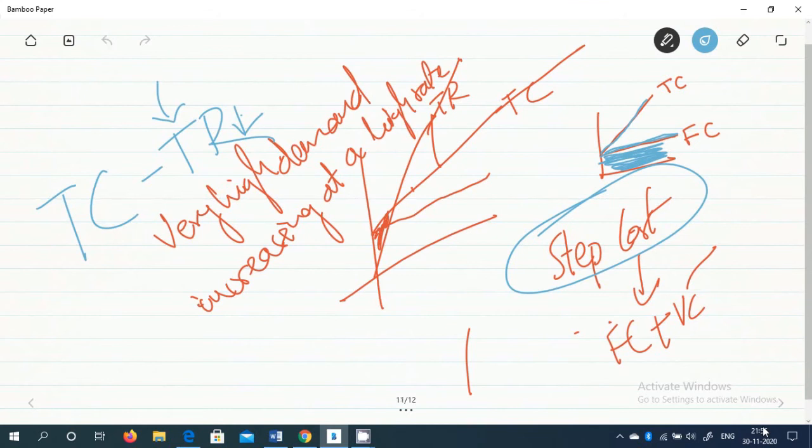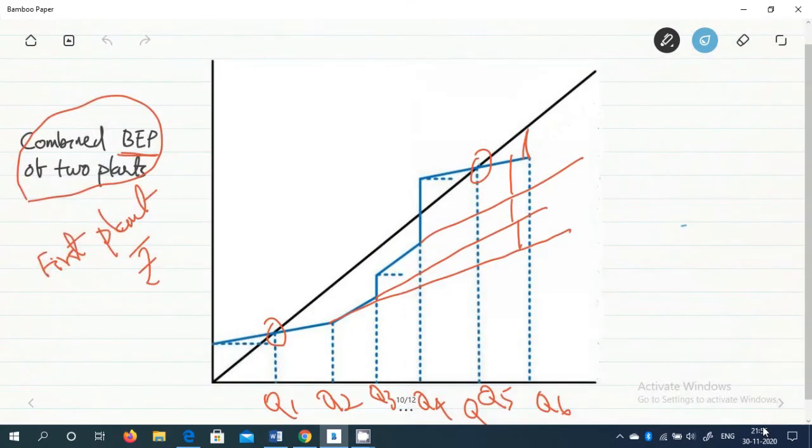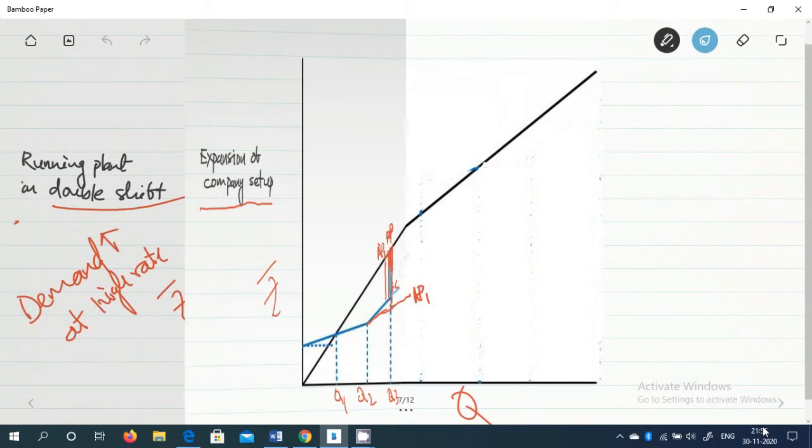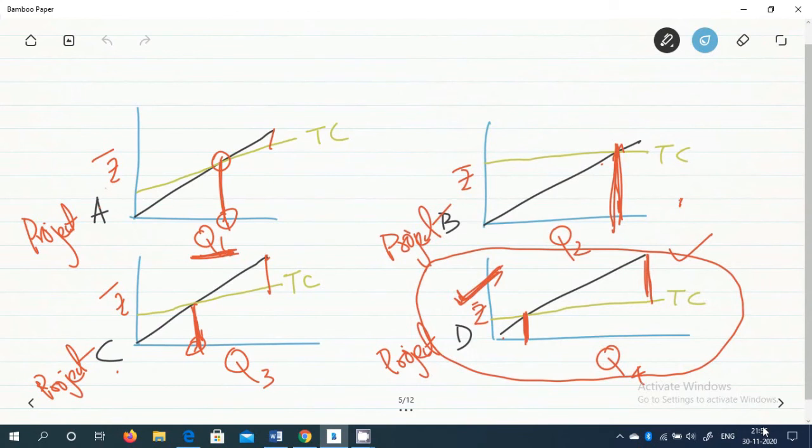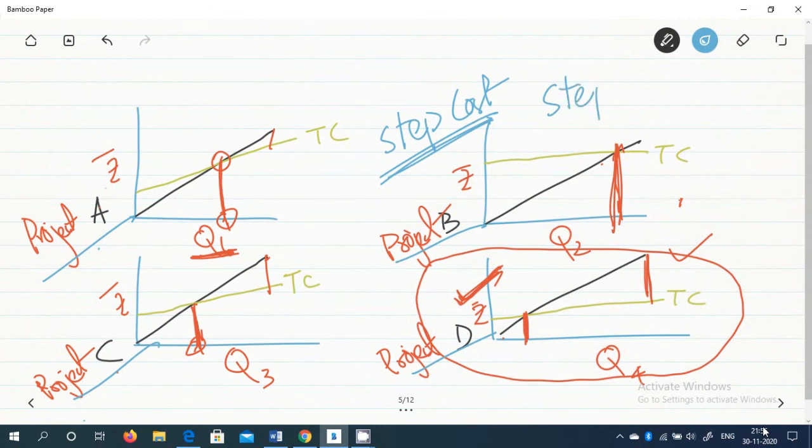So whenever we are going to select any project, like the example that we have seen, we have taken project A, project B, project C, and project D. Here different types of step cost have to be calculated, or the anticipation of step cost and step revenue has also to be considered. Instead of moving in this direction, it can move in a stepwise manner, like this way, this way, this way.